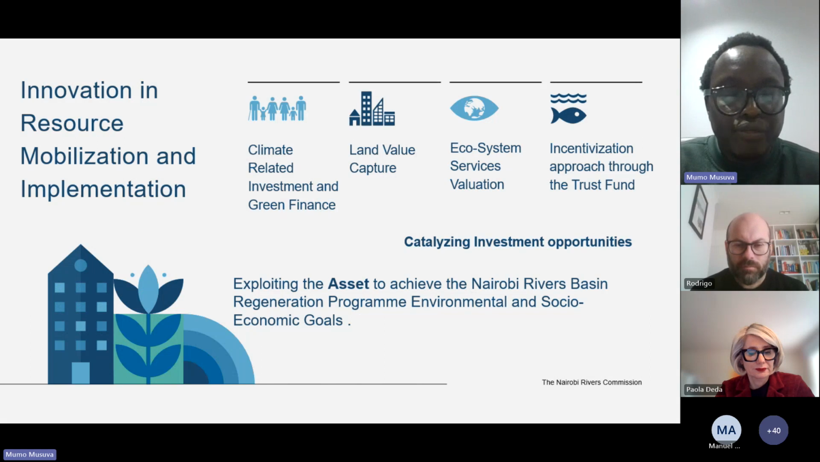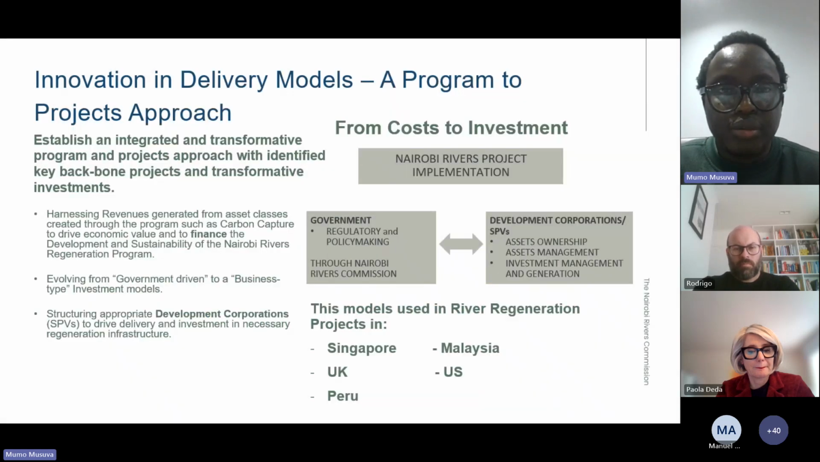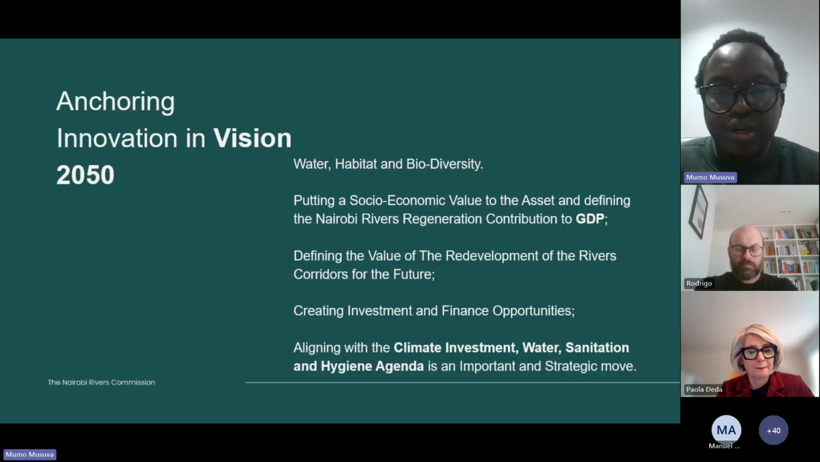So for us, if we are able to get the conversation here, government policy at this level, it'll then make it easier to design and develop bankable projects and look at innovative ways of resource mobilization, so that we can get the right level of investment, and also looking at how we can catalyze private sector investment opportunities so that we can drive that. And we know that these models have been used in other parts of the world, and we think that Nairobi and Kenya are quite ready for that.